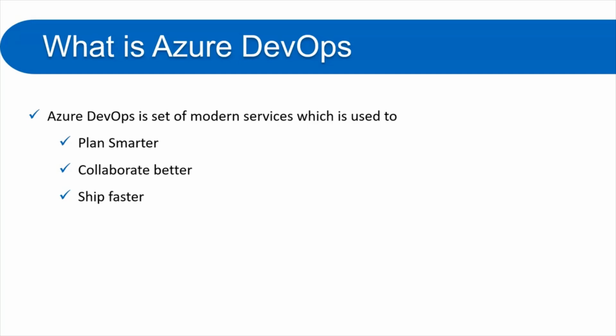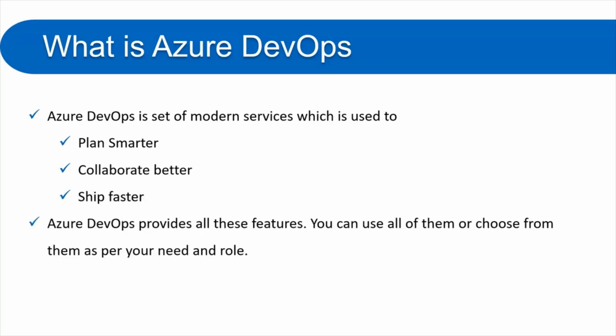So in another way, we can say that you have to plan in a smart way for the success of the product. You have to collaborate better, you have to work on code management on the development side, and at the last, for the shipping, you have to focus on the deployment part. So Azure DevOps is a set of modern services which provides all these features.